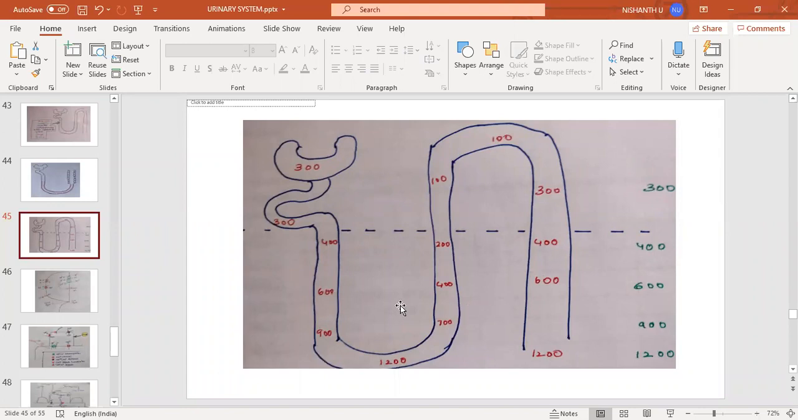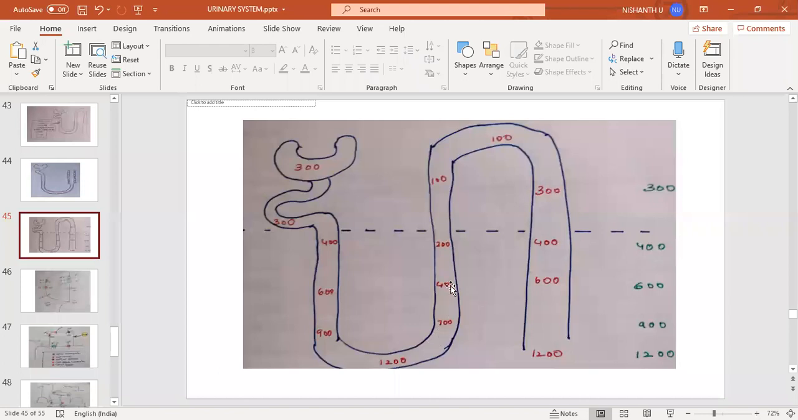Only solute is moving out, but the water is not moving out. So solute is continuously moving out, and water is not allowed to get reabsorbed. That's why the osmolarity becomes 200 here, interestingly. So that means the osmolarity of the tubular fluid in the descending loop of Henle becomes hyperosmolar. Hyperosmolar means more solute is present in the fluid compared to water.